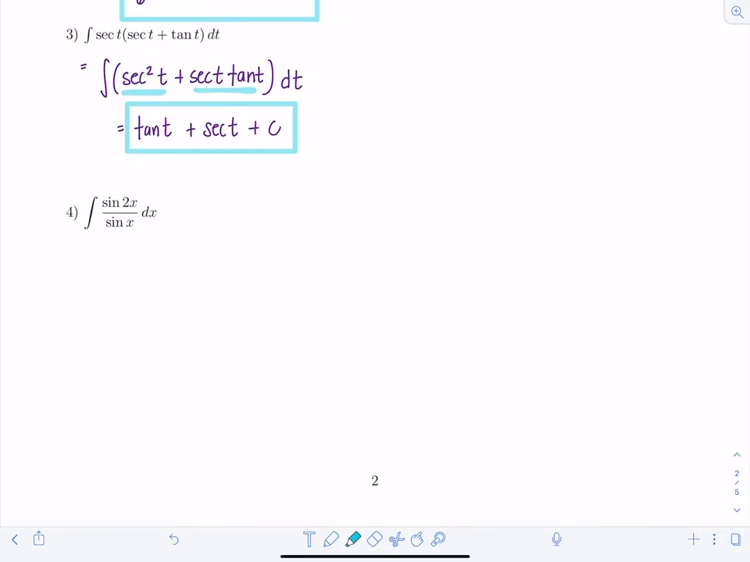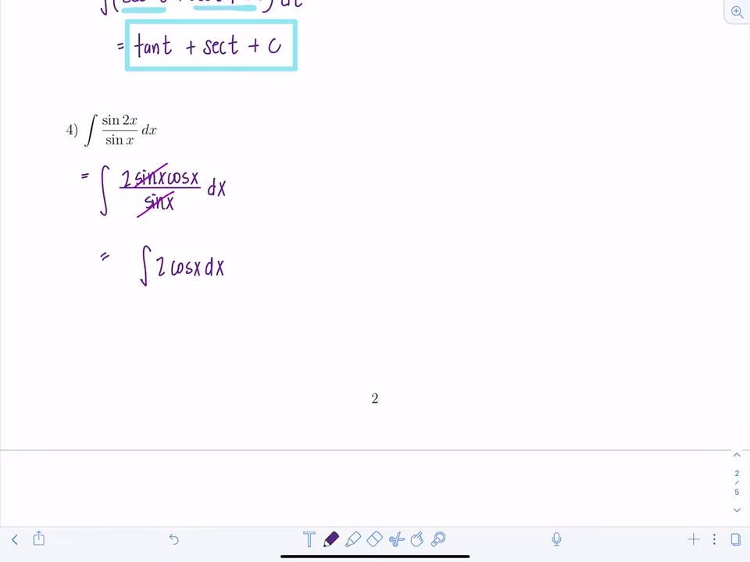Okay. Integral of sine 2x over sine x dx. So I can rewrite the numerator using my double angle identity, right? So sine 2x is 2 sine x cosine x, and then the denominator is sine x, and I can cancel out those sine x's, so this is looking good. And I have the integral of 2 cosine x dx. Okay, so what's the integral or the antiderivative of cosine x? Well, it's just going to be sine x, right? And then the 2 comes along for the ride, so you have 2 sine x plus c.